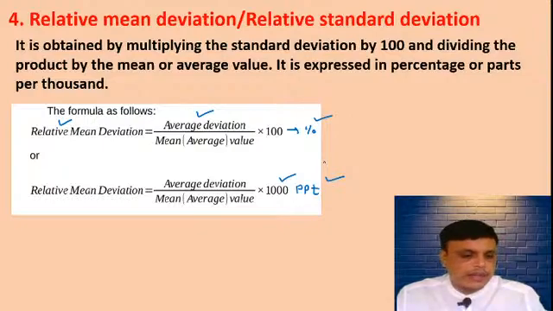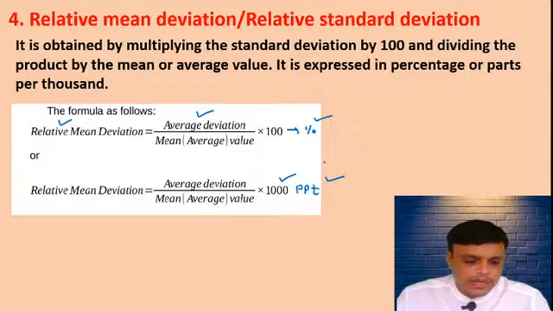समझ में आ रहा है नहीं आ रहा है? Average deviation divided by mean value multiplied by 100, it will give in terms of percentage. Then the second formula is average deviation divided by mean or average value multiplied by 1000, then it will give in terms of parts per 1000.